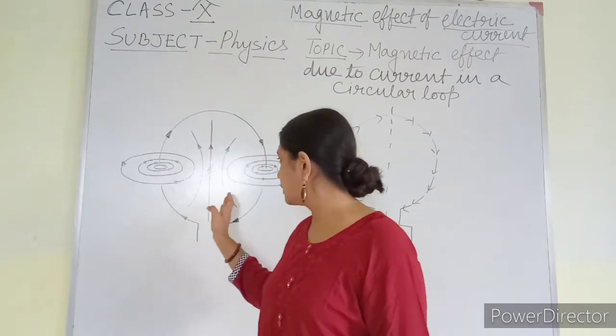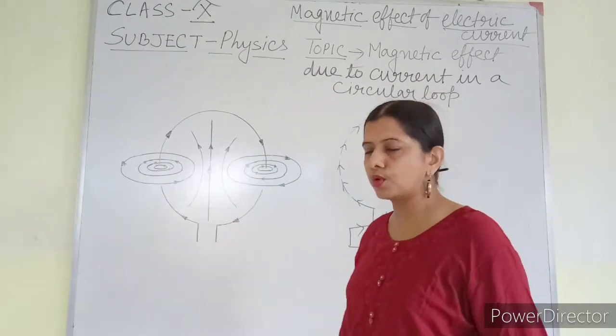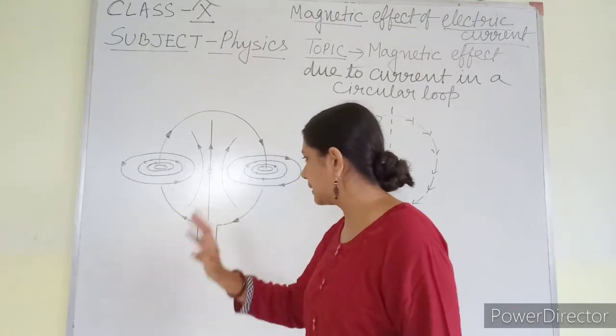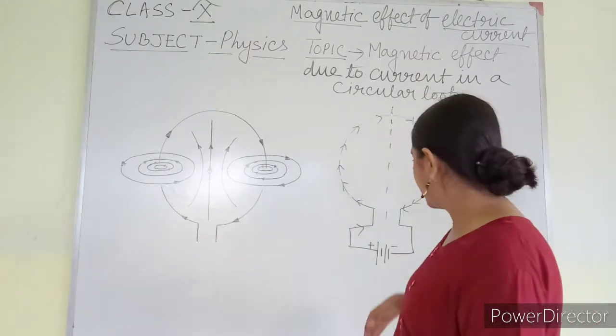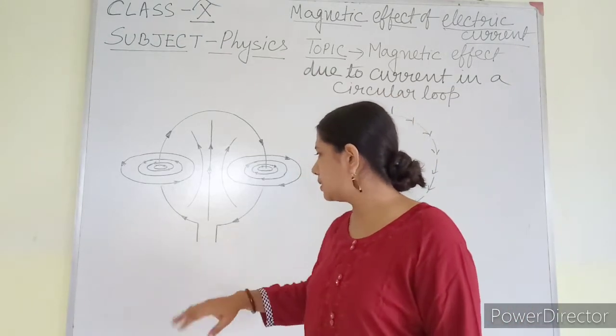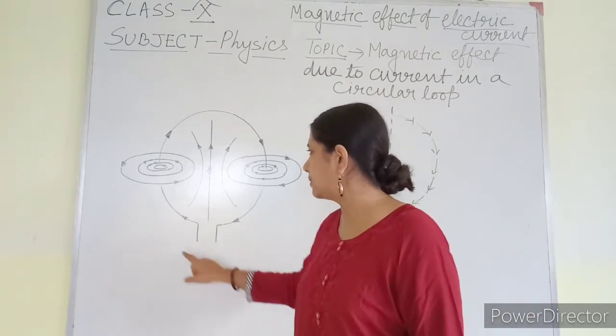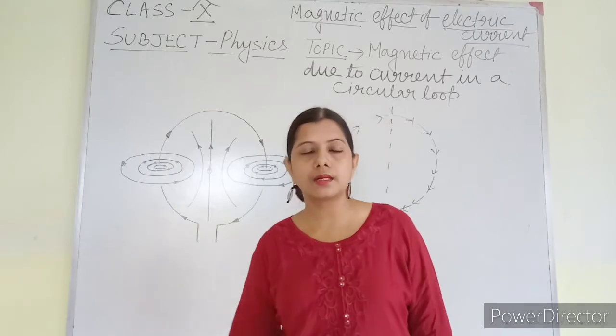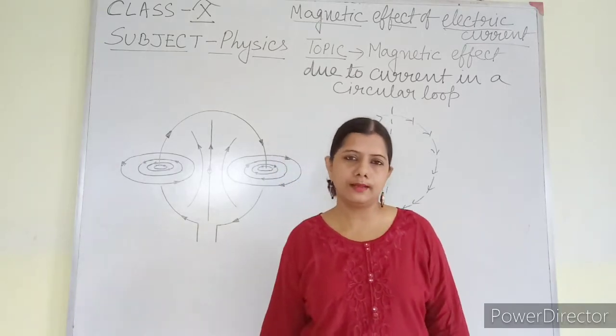So here I have drawn the figure. It is there in your book also. Suppose this portion is connected to a battery. Another figure I have drawn, that I will explain later on. So here this portion is connected to a battery. This is a circular loop that has been drawn here.